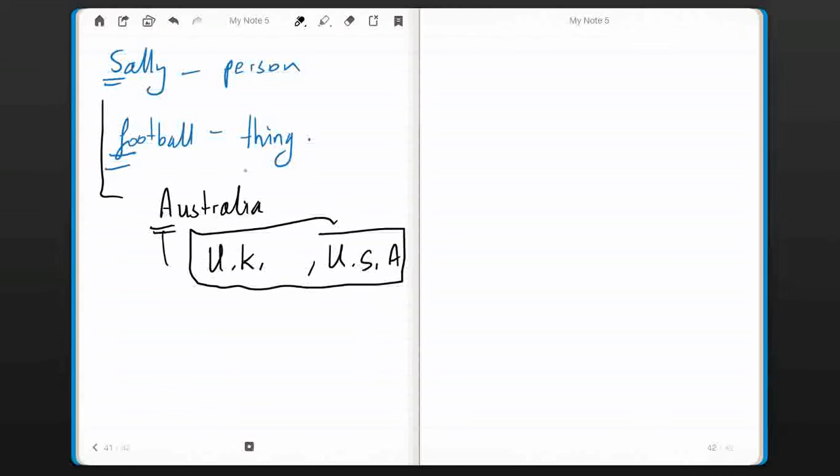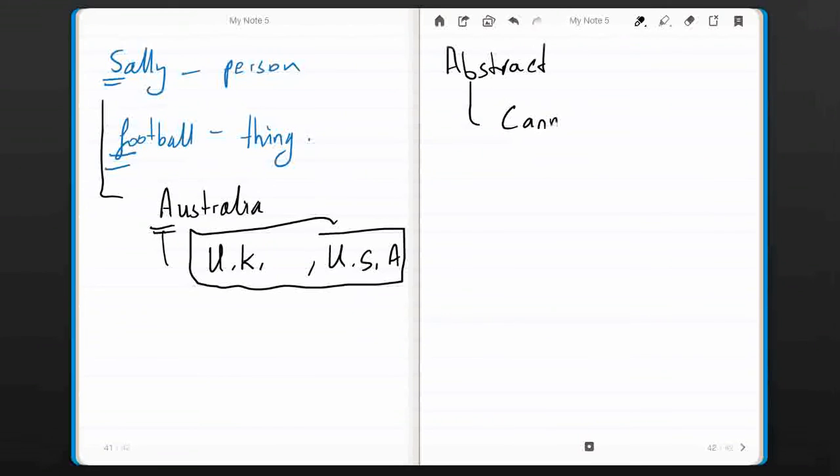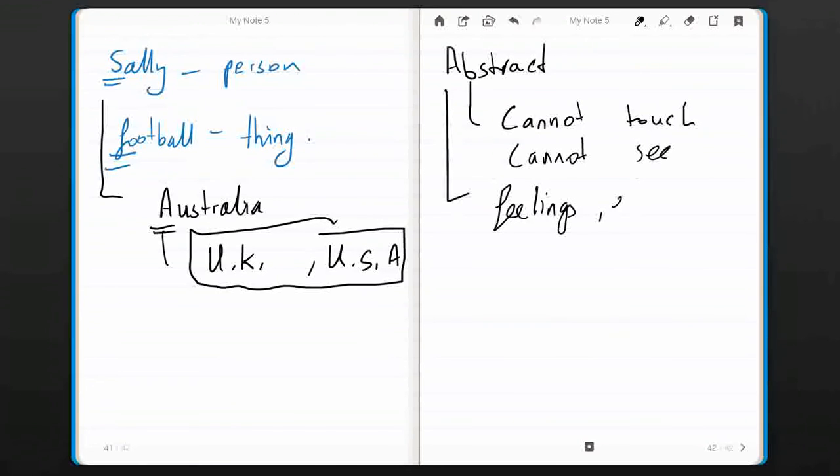Okay, so now we go on to the more complicated stuff, which is abstract and concrete nouns. So abstract nouns, A-B-S-T-R-A-C-T, are things you cannot touch and you cannot see. Okay, but you can sometimes feel them. That's the complicated things, because feelings, as in emotions, are actually abstract nouns.